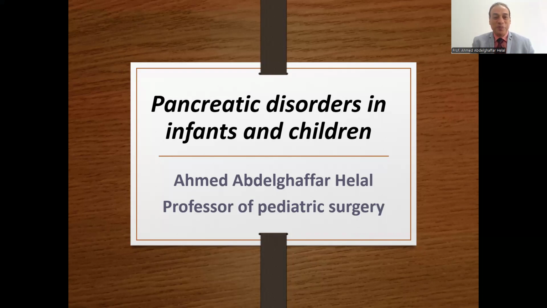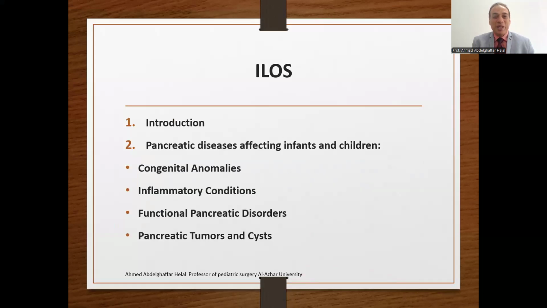So let's go. Our objectives today are to study the congenital anomalies of the pancreas, the inflammatory conditions, we mean acute pancreatitis, and what's the difference between acute pancreatitis in a child and an adult. Also, we will speak about the functional disorders, with ultimate importance to congenital hyperinsulinism and how to diagnose and how to treat. And finally, we'll speak about the pancreatic tumors and cysts affecting children.